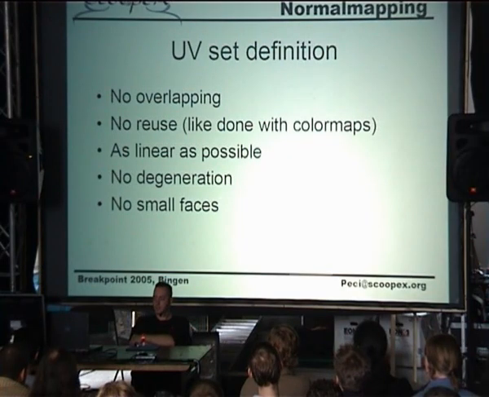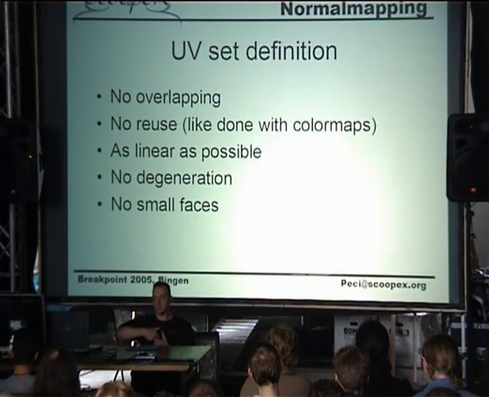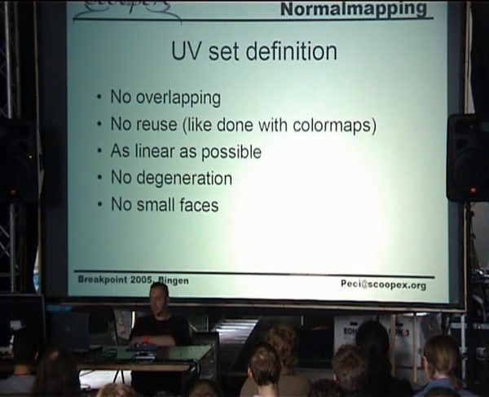Okay, first the UV set definition. You must not do any overlapping, because what should the tool do if you use the same parts? The tool looks up the normal in the high poly model, and then it has to map it onto the same areas. This won't work. So you cannot do any overlapping or reusing in the UV set like you would in the color maps.